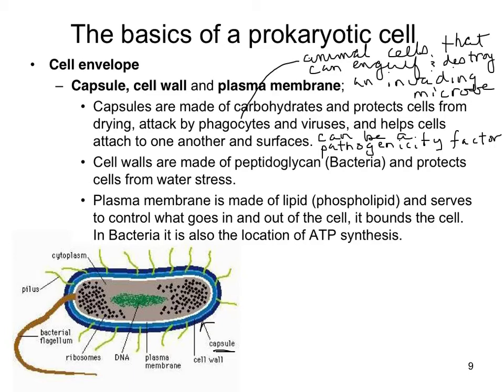Also part of the cell envelope is the plasma membrane. The plasma membrane is made out of lipid. It's a special kind of lipid or fat called phospholipid, and it serves to control what goes in and out of the cell. It bounds the cell, and also in bacteria, it is the location of ATP synthesis, the energy currency for the cell.